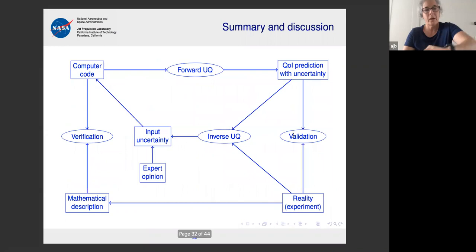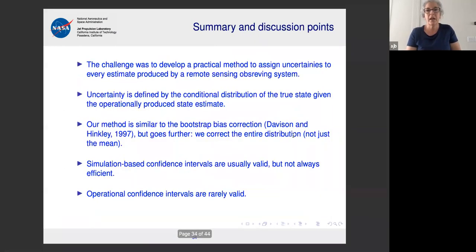So I'm going to try to wind it up here. I was going to put it back into the context of UQ in more general terms, but it would take as long as I have to go through that, so we can talk about that offline. So the summary is just as you see here.